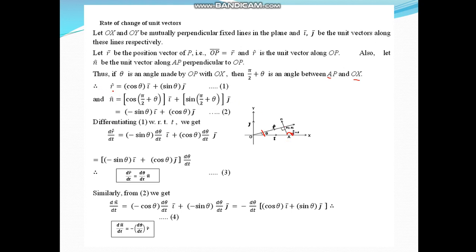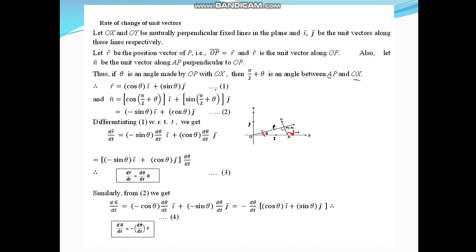So therefore we can find the unit vectors first. So r cap is a unit vector along OP. So it will be cos theta i plus sin theta j. And n cap is a unit vector along the normal vector. The normal vector is perpendicular to OP. So n cap will be cos(pi by 2 plus theta) i plus sin(pi by 2 plus theta) j. Cos(pi by 2 plus theta) becomes minus sin theta, and sin(pi by 2 plus theta) becomes cos theta. So it is number 2.